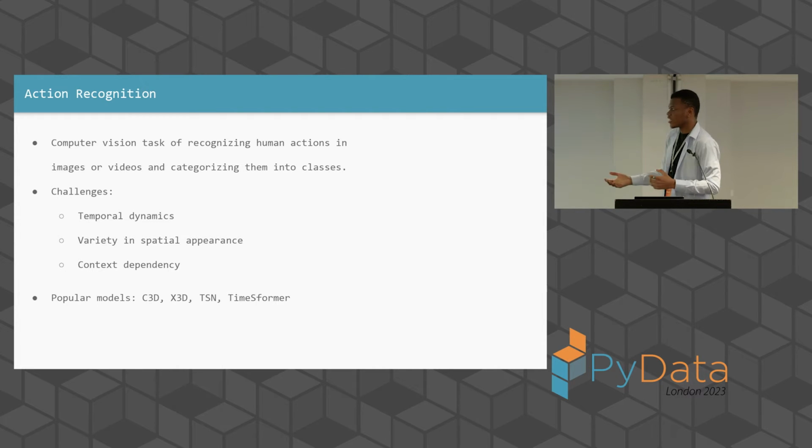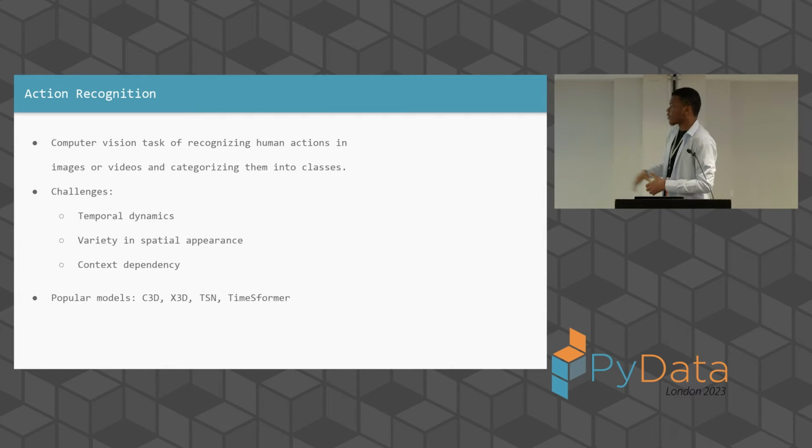Then the context dependency. There are different actions that share the same attributes. For example, the picture I showed where it looked like the person was either opening or closing the door, that's just one frame. And there's context dependency of that action across multiple kinds of actions. So that also makes it challenging to work on.